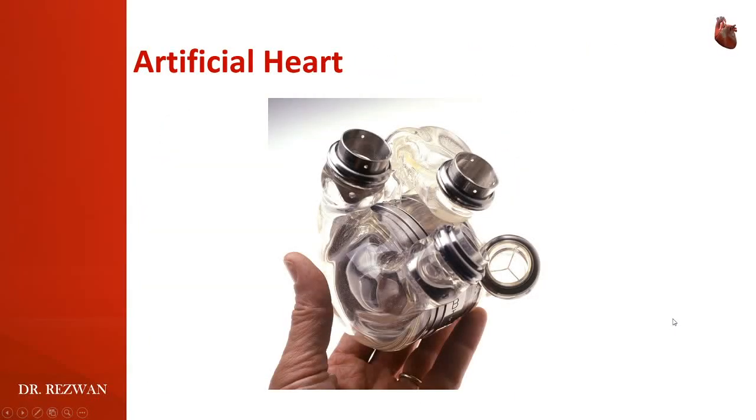So that was all for today, the clinical anatomy of the heart. This is an artificial heart. In the coming days, maybe the artificial heart will be established within the chest cavity of the human being, and the human will be semi-robotic.